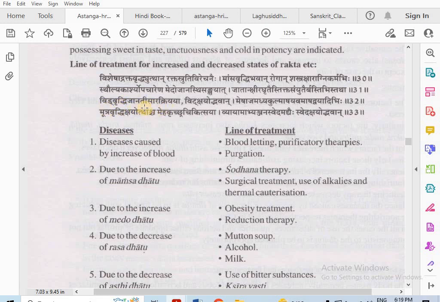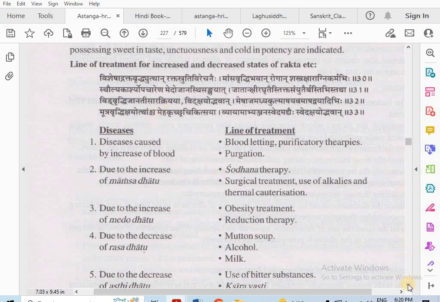Atisara kriyaya. What type of line of treatment is to be done? They said that when feces are increased, and the diseases occur due to the increment of feces, the first treatment is atisara kriyaya. Atisara we know is diarrhea. Kriyaya is the trutiya ekvachan of kriya, like lata: lata in the third case singular is latayaa, meaning by lata. Here kriyaya means by action. Which kriya? Atisar kriya, by diarrhea action.